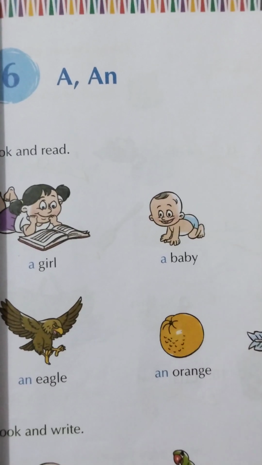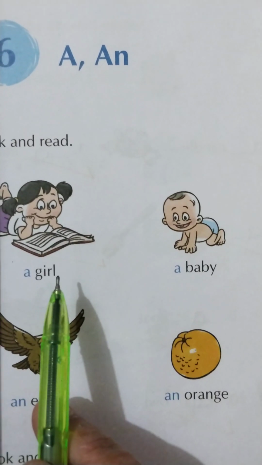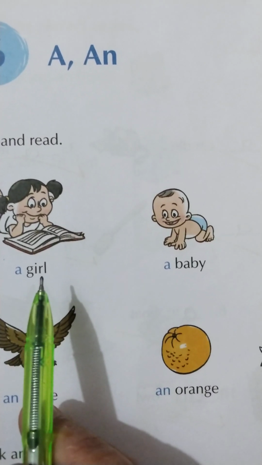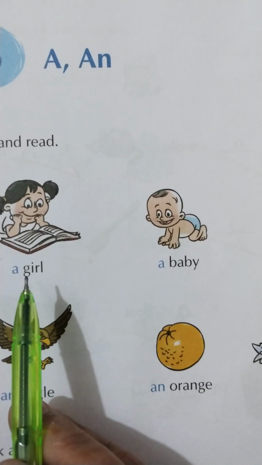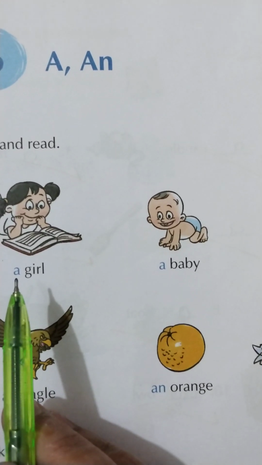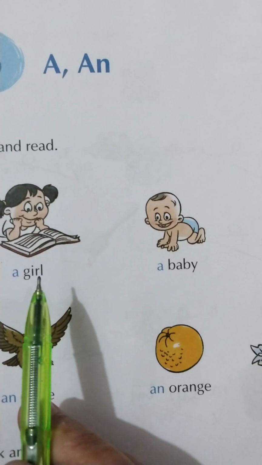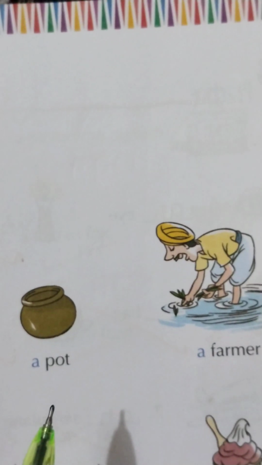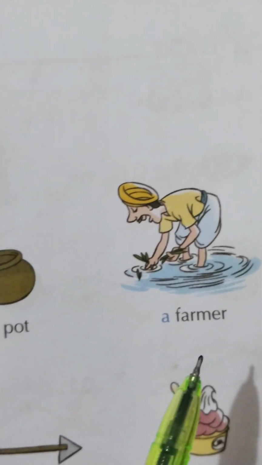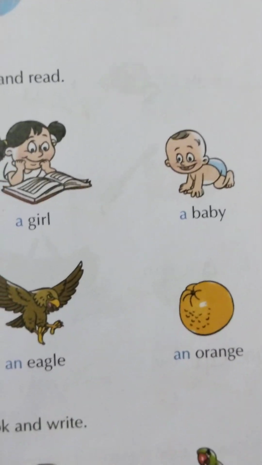Let's take a look. A girl, a girl. Here there is a consonant sound, G, so we put a in it. A girl. A baby, a pot, a farmer. In this there are consonant sounds.